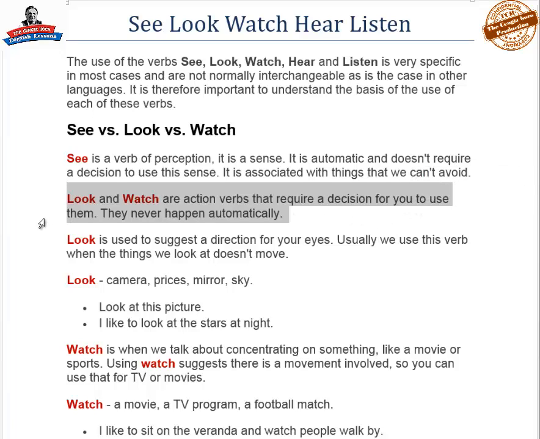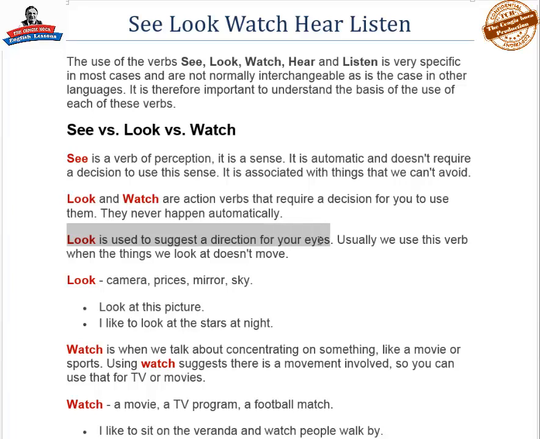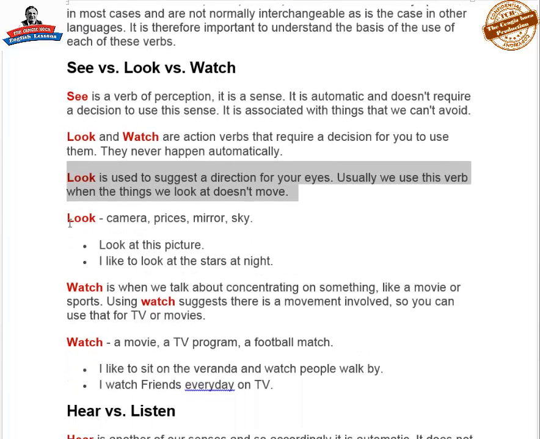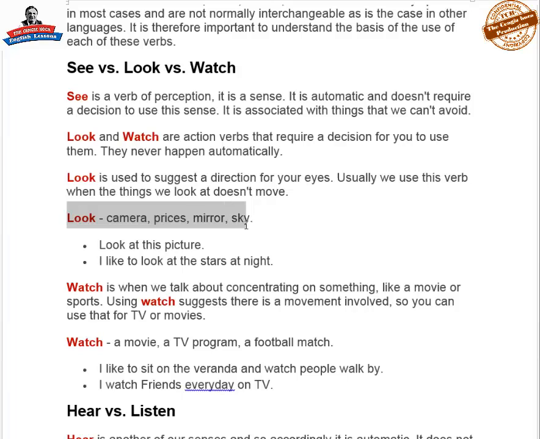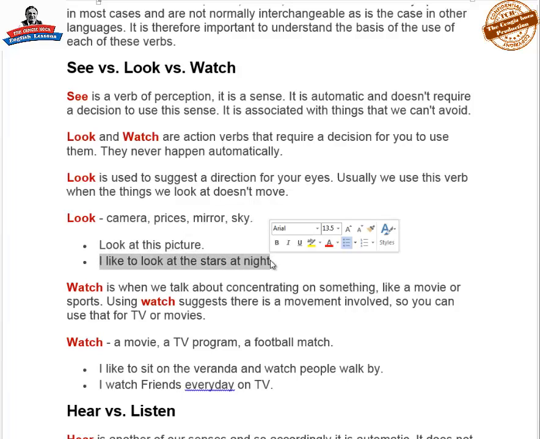They never happen automatically. Look is used to suggest a direction for your eyes. Usually, we use this verb when the things we look at don't move, or when the object doesn't move. Look, for example, at the camera, prices, the mirror, the sky. Look at this picture. I like to look at the stars at night. You are looking at objects that aren't moving.